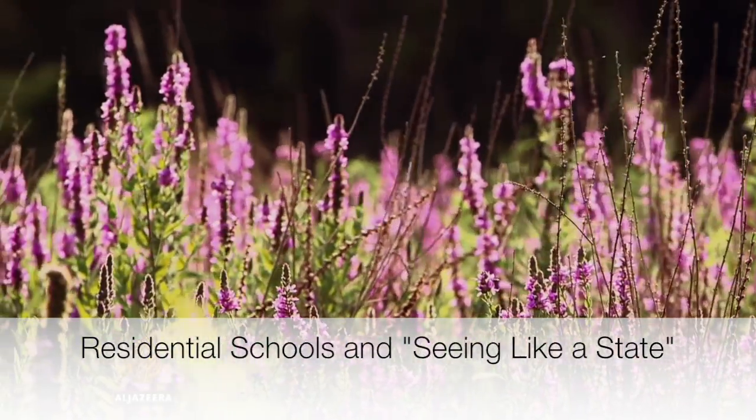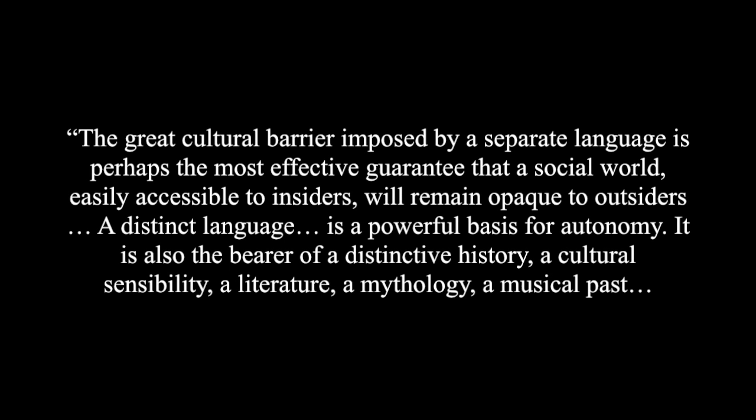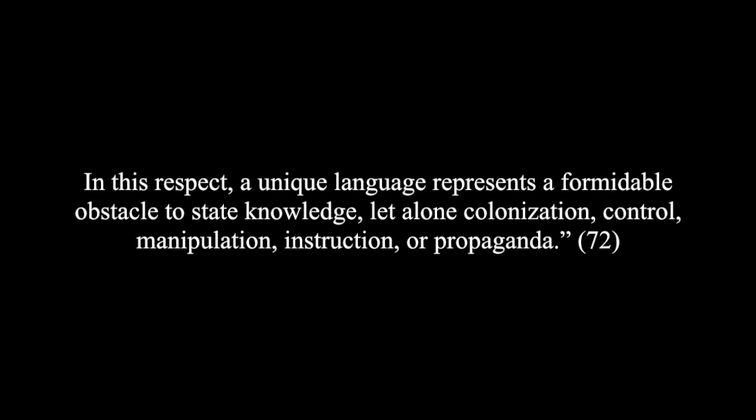In Chapter 2, Scott describes the state's need for a standard official language. He writes, "The great cultural barrier imposed by a separate language is perhaps the most effective guarantee that a social world, easily accessible to insiders, will remain opaque to outsiders. A distinct language is a powerful basis for autonomy. It is also the bearer of a distinct history, a cultural sensibility, a literature, a mythology, a musical past. In this respect, a unique language represents a formidable obstacle to state knowledge, let alone colonization, control, manipulation, instruction, or propaganda."